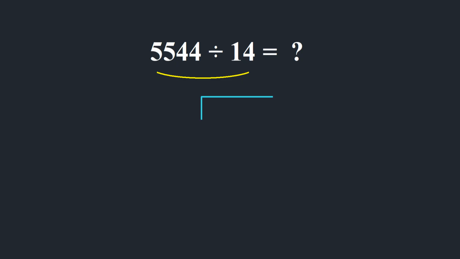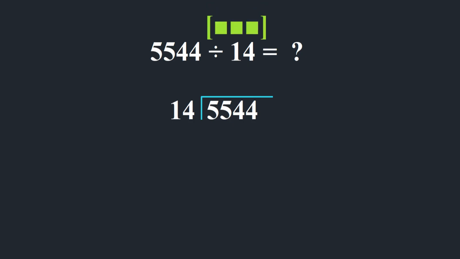First, we draw the division bracket, then move 5,544 inside the bracket. This is the total we are dividing. Finally, move 14 to the left of the bracket. This is our divisor. The answer to our division will be written right here on top of the bracket. This is called the quotient.